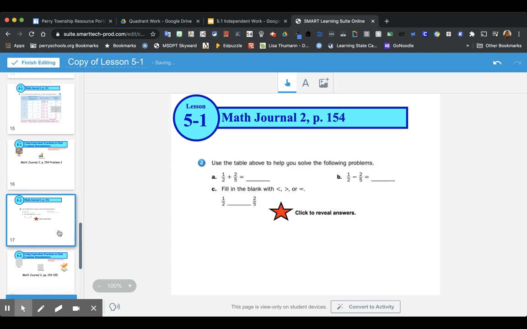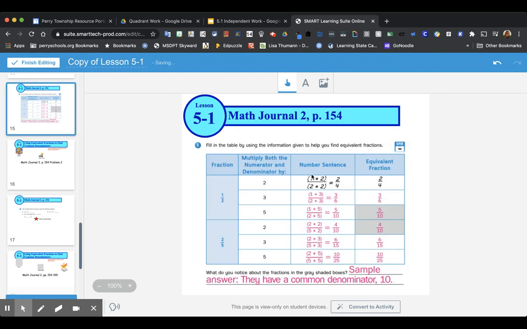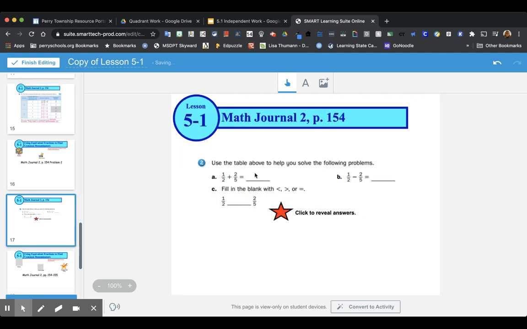So let's look at problem number 2. Use the table above, the table that we just looked at, to help solve these problems. So you're going to do 1/2 plus 2/5. Hopefully you've noticed that you can use this gray box on both to find that common denominator and to solve 1/2 plus 2/5. You're going to do 1/2 minus 2/5, and then you're going to tell me, is 1/2 less than, greater than, or equal to 2/5? Pause your video now, work out these problems, and then come back and check with me.